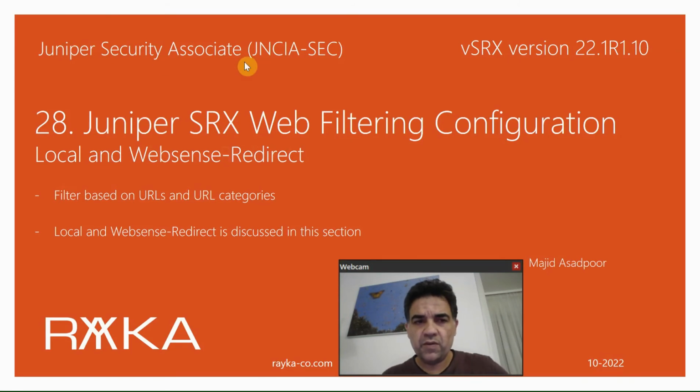In this section, we will learn about Juniper SRX web filtering. With web filtering, we have the capability to filter web traffic based on URLs and URL categories. We have three methods to implement web filtering: local, WebSense redirect, and enhanced web filtering. The first two methods, local and WebSense redirect, are the methods that we will discuss in this section.